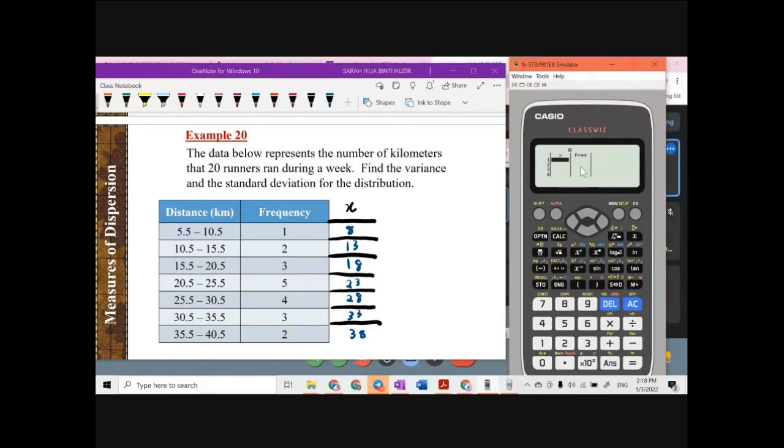Boleh cakap ke saya laju sangat? Saya ulang semula lah about the frequency ni tadi. Okay, katalah saya clearkan balik dulu calculator saya ni, reset balik. Okay, first shift, menu.